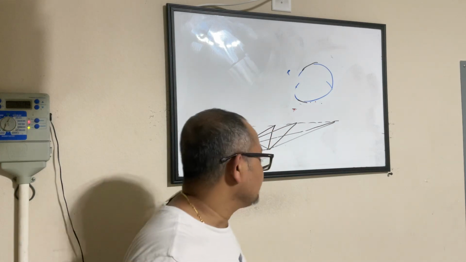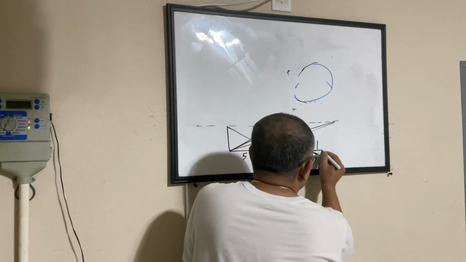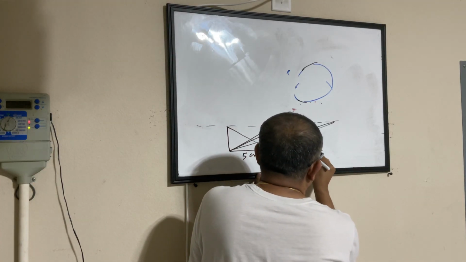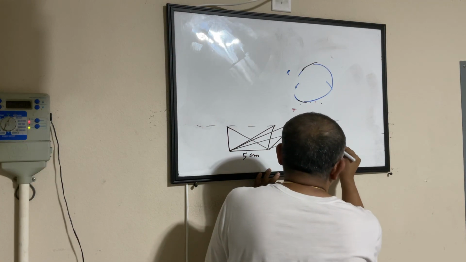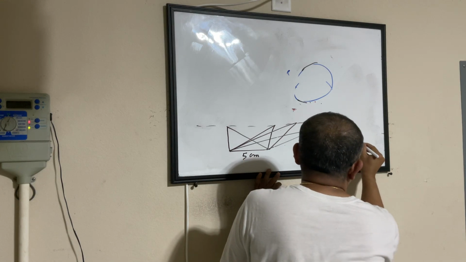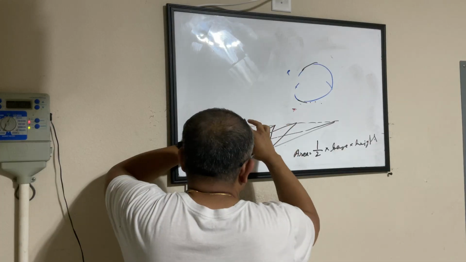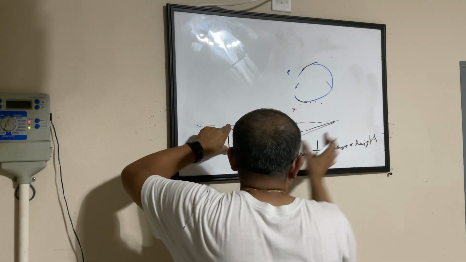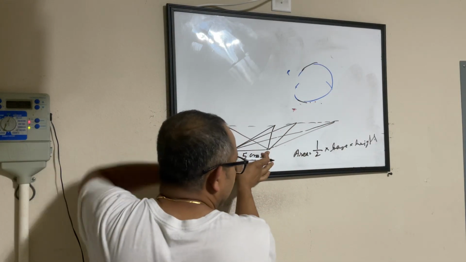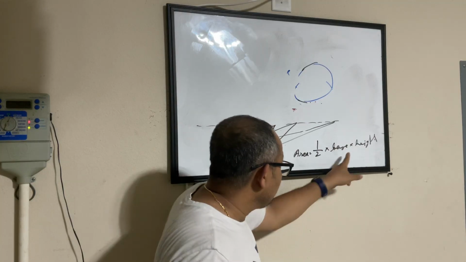Okay, and that is why the formula for area of a triangle is derived as half into base into height. Now, if you look at these triangles, all the heights are the same. The base is also the same. That is why this is the same. But we have not proved that yet. We will prove that in the next class.